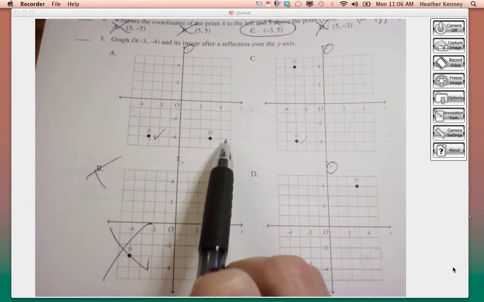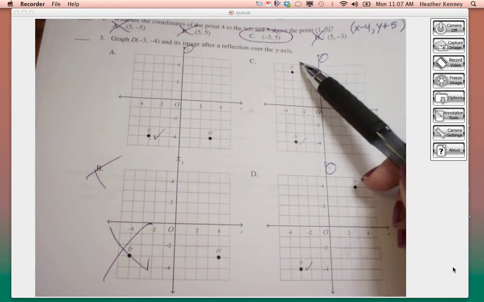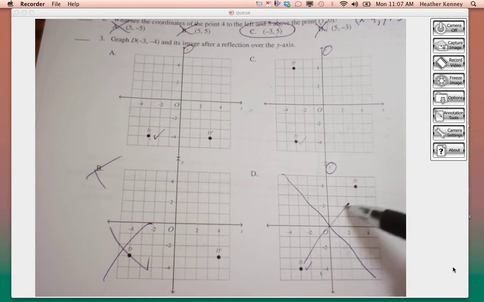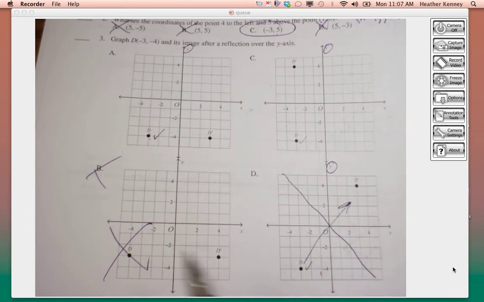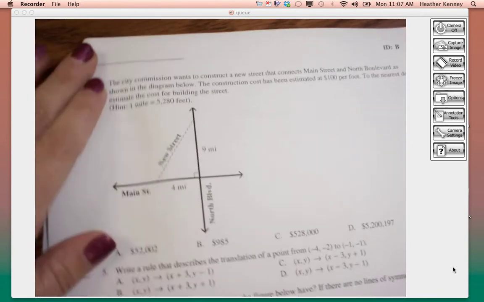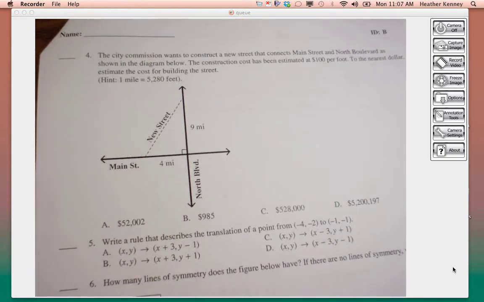And we're looking for a reflection over the y-axis. Again, the axis is labeled. This is our y-axis here. So we're looking for a reflection over the y-axis, which would be directly to the right. This one is a reflection over the x-axis. This one is a reflection over a line that goes through here. It goes that way. Okay, so the only correct one was A. That was your answer.